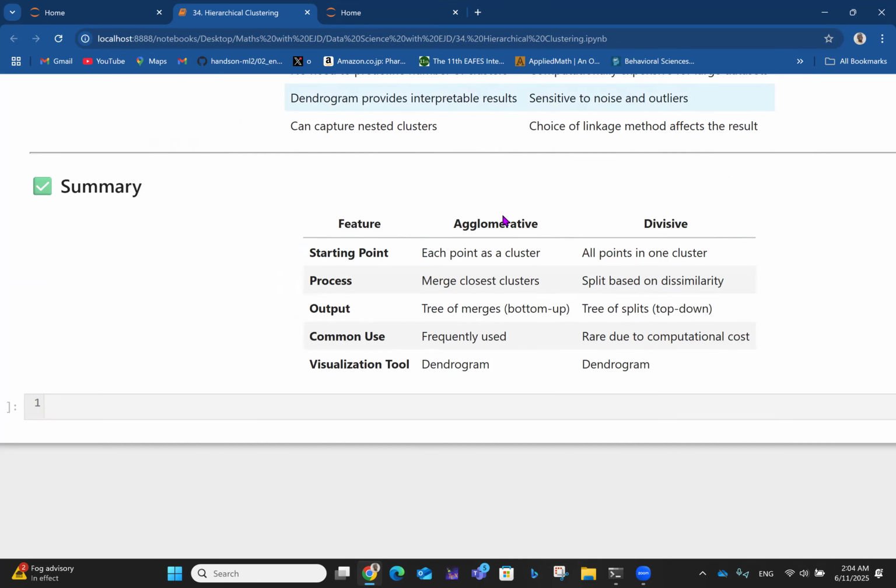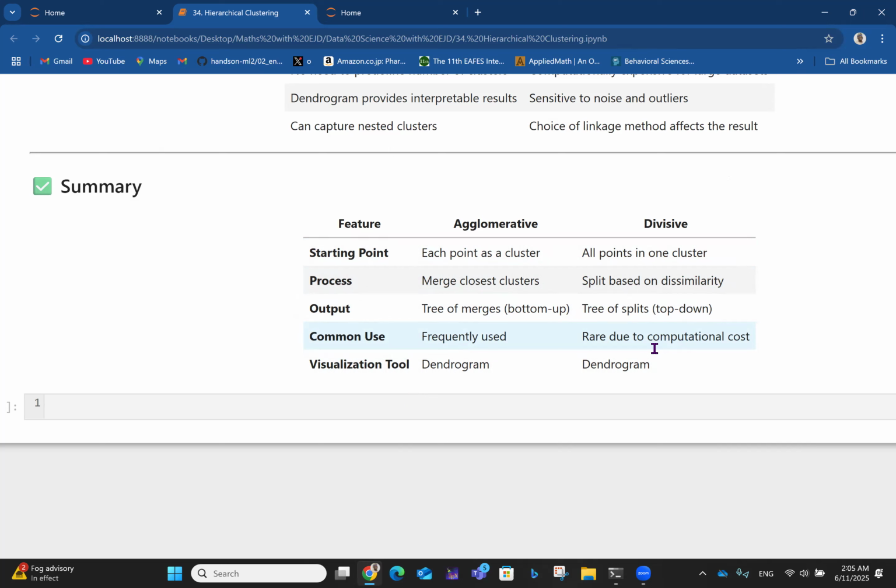And in summary, the starting point for agglomerative is that each point is a cluster. For divisive clustering, the starting point is all points in one cluster. Then the process: you merge the closest clusters for agglomerative, and split based on dissimilarity for divisive. Output: you have a tree of merges, bottom up, and here a tree of splits, top down. Agglomerative is frequently used, while divisive is rare due to computational cost. Use a dendrogram for visualization for both, but agglomerative is the most used.